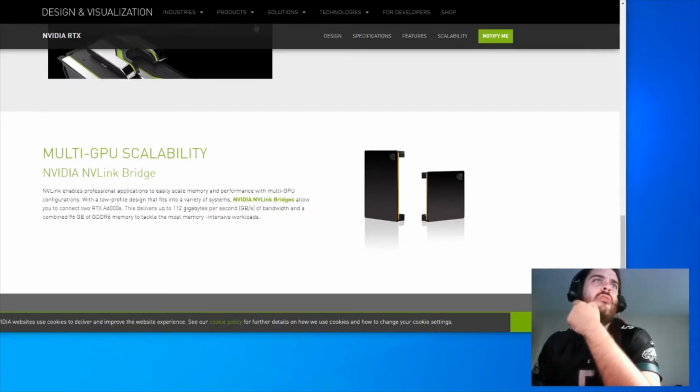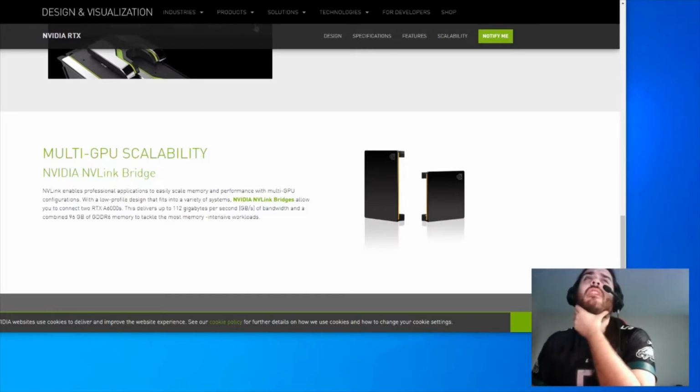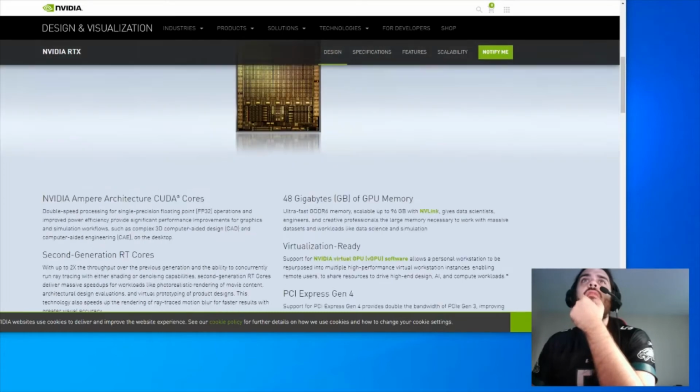NVLink bridge. So they're only allowing this for the A6000 series? I mean, yeah, they're allowing it for the 3090, but you have to have two of the same exact 3090 cards because of where they're all.